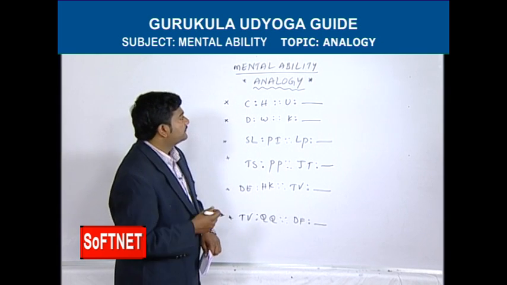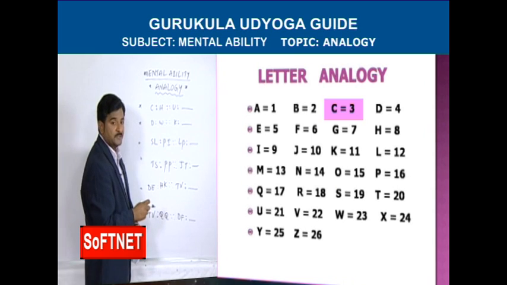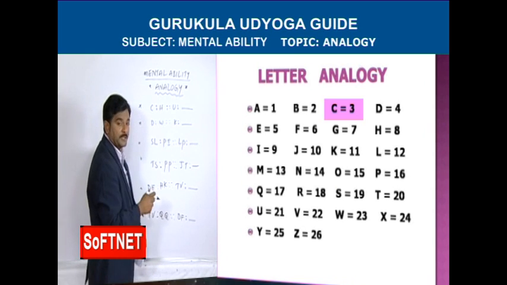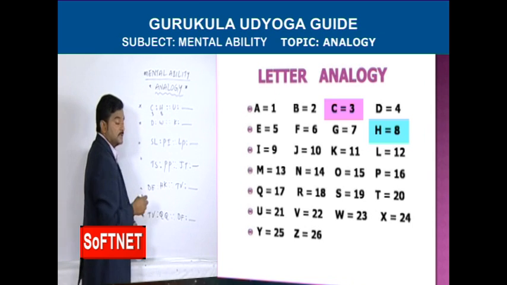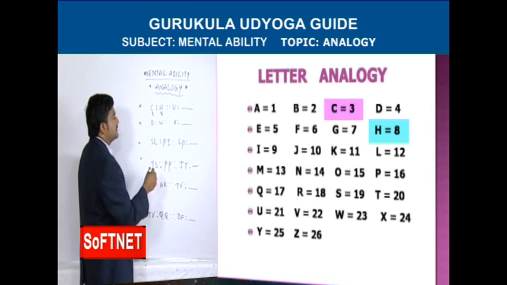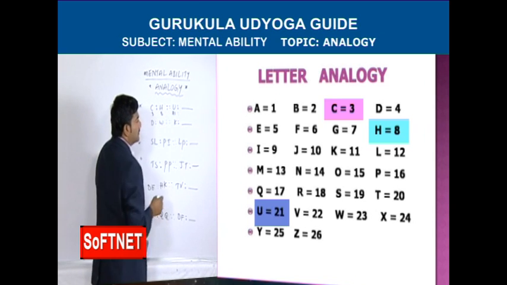Now we'll follow one by one. See, 3 in English alphabets. C means how much here? 3. H means what? 8. So 3 written as 8. Similarly, U means how much? U means 21. Okay, we know already.